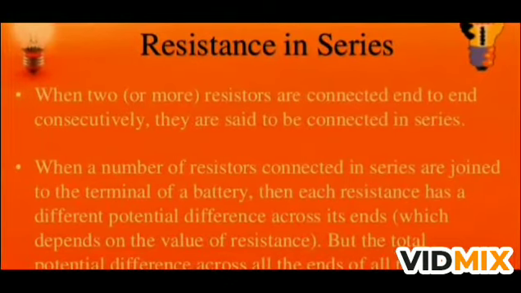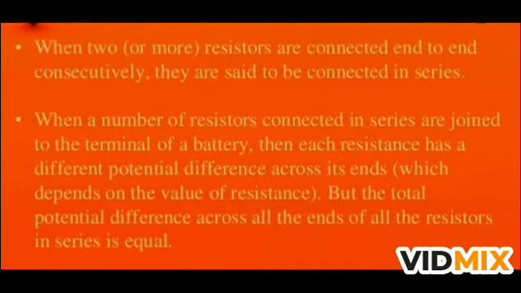When two or more resistors are connected end to end consecutively, they are said to be connected in series. When a number of resistors connected in series are joined to the terminal of the battery, then each resistance has a different potential difference across its end, which depends on the value of resistance, but the total potential difference across all resistors in series is equal.